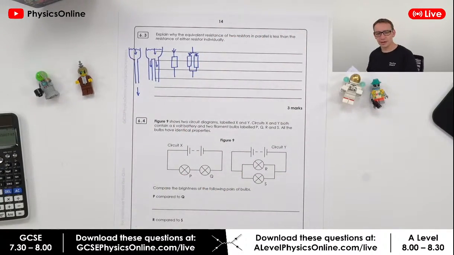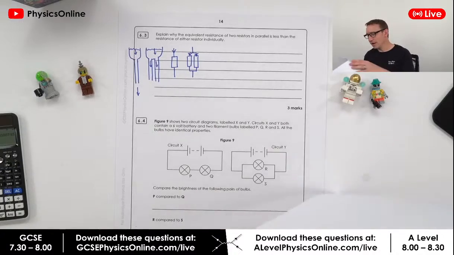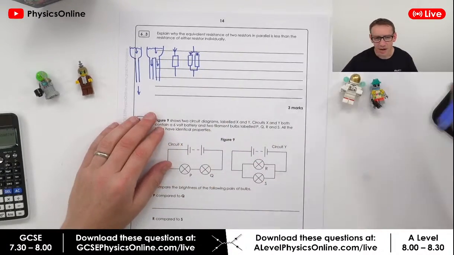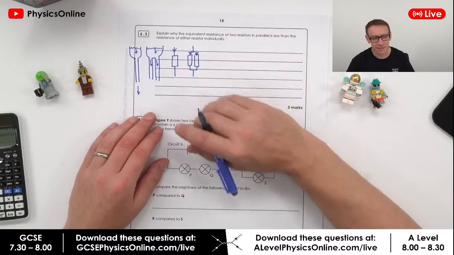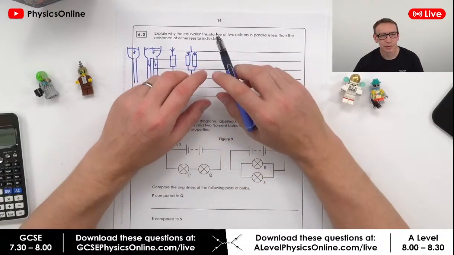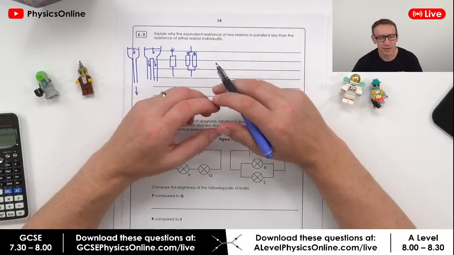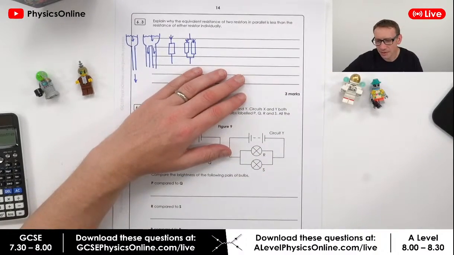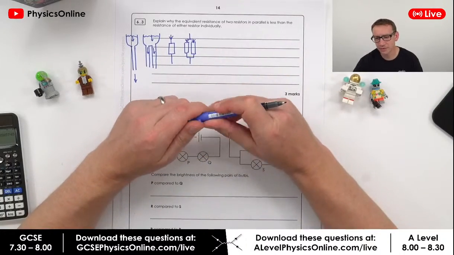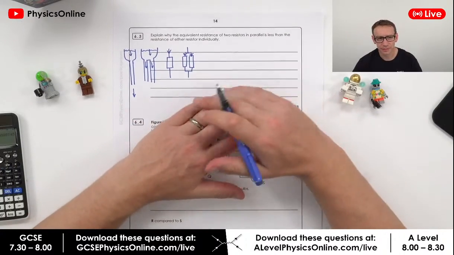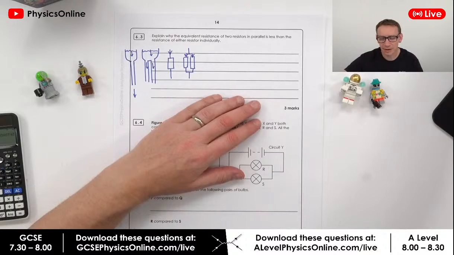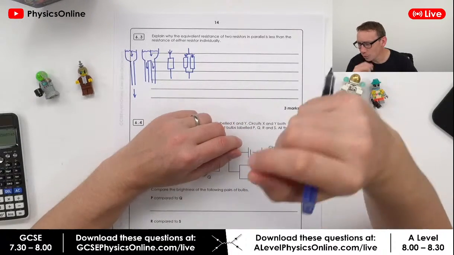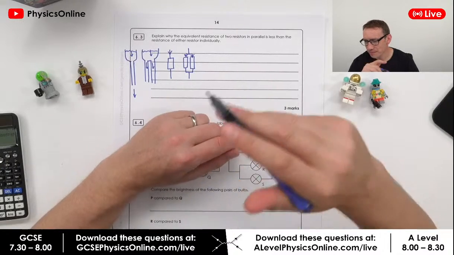So I suppose then we need to just state what happens. I reckon that's okay. So basically the equivalent resistance is lower because there are more paths for the electricity to flow down. Because there are two paths for the current to flow, the resistance is lower.